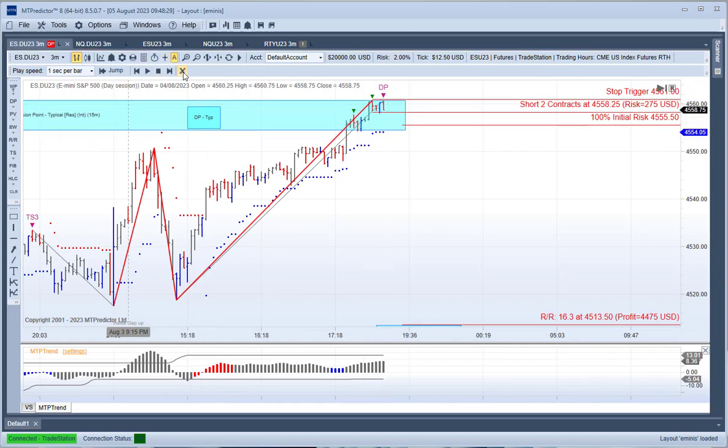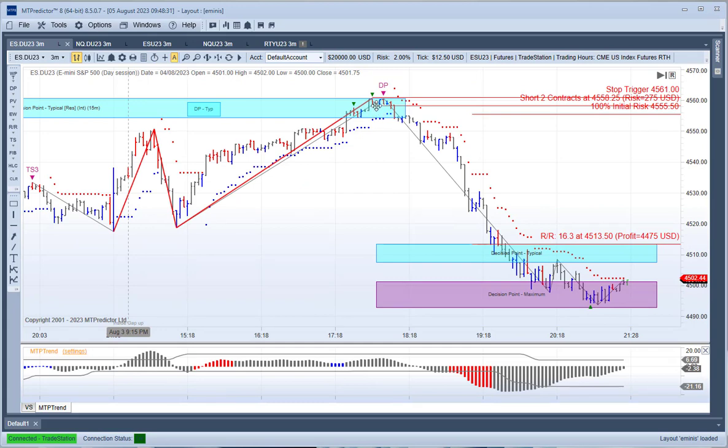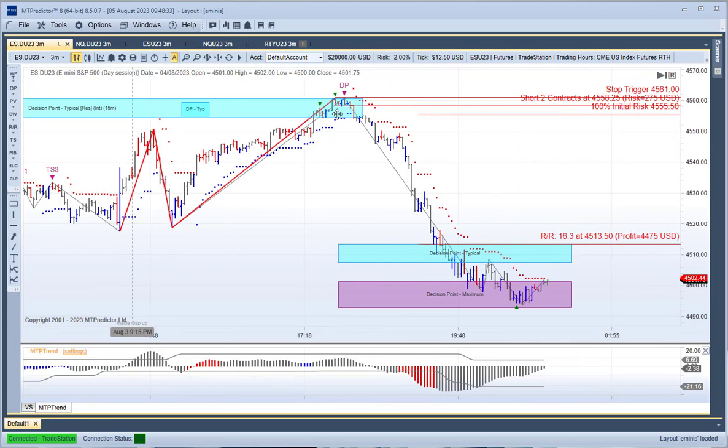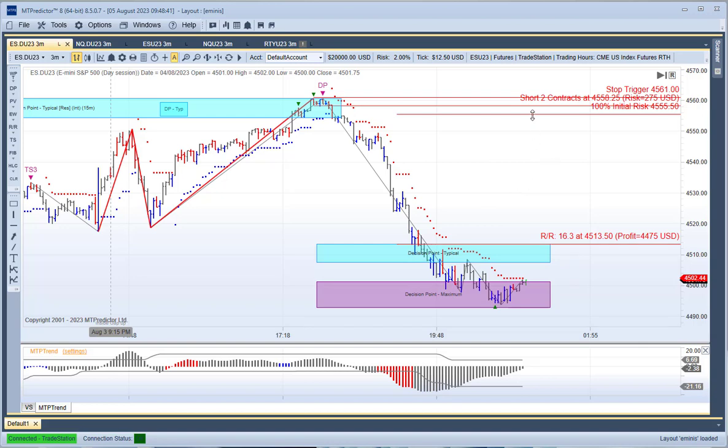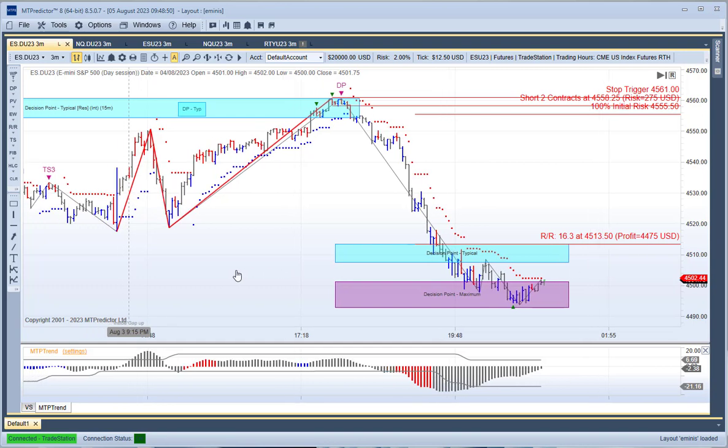If I now turn trading mode off, can you see how that now turned out to be the high of the day? The market declined sharply and went down to this target here where this profit was available of approximately 16R. That means you turned an initial risk of $275 US into just under $4,500 US. So it's a very, very good trade indeed.